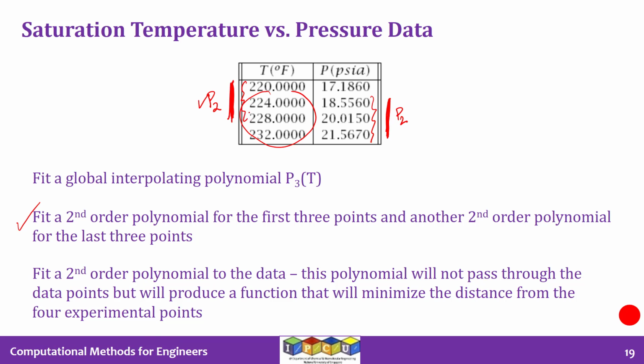If you are asked to find out the value of P at t equal to 222, you can use this polynomial to get that. If you are asked to find out the value of pressure at temperature equal to 231 degrees Fahrenheit, then you can use this polynomial. If you are asked to find out the value of pressure at t equal to 227, then you can use this polynomial or both, take an average and then give out the answer. So that is a second choice.